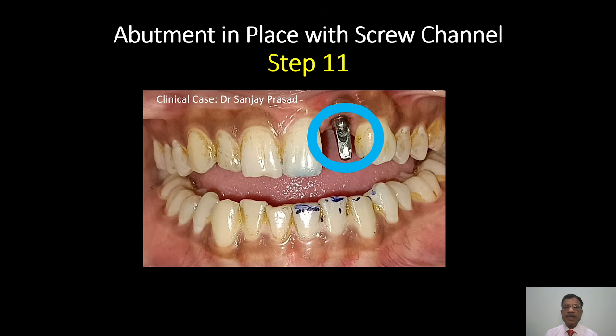Now this is another important step, step 11, abutment placement with screw channel. The screw channel must be properly oriented. If the screw channel is not properly oriented, there will be problems during the screw tightening of the abutment. There will be problems during the crown insertion. So when we place the abutment, we have to ensure that the screw channel is properly oriented.